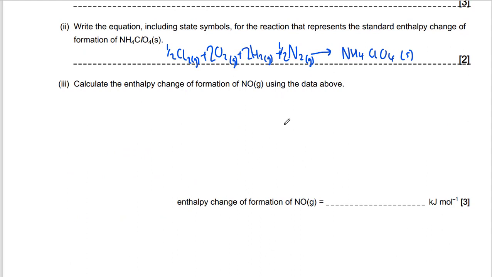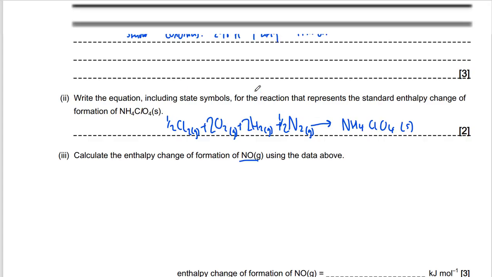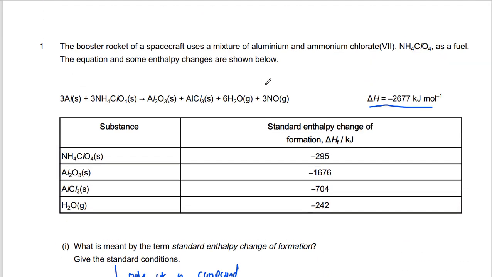This one, calculate the entropy of formation of NO, nitrogen oxide. So let's go back to my equation. They've given me delta H. I've got to work out what this is. And they've given me the values for all the others. So this is where it gets complicated. Because all of a sudden, I've got to work backwards now, essentially.